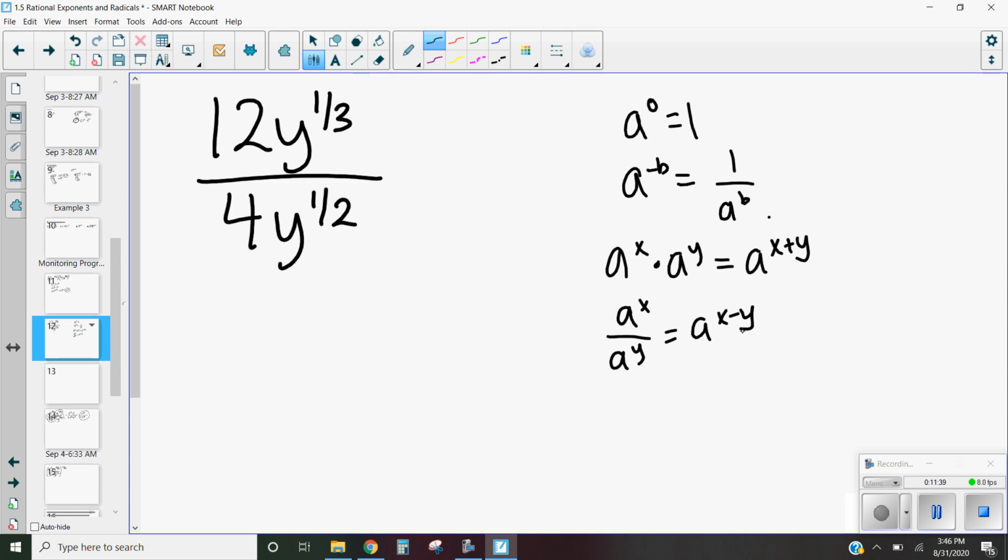As we look at these, go ahead and get started on your assignment, which is a worksheet called Rational Exponents and Radicals. So check that out, and hopefully if you have any questions, you will reach out.